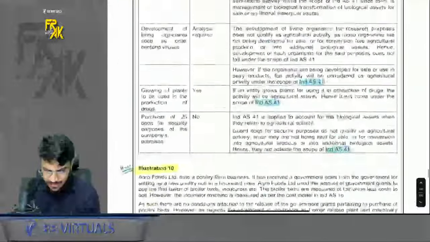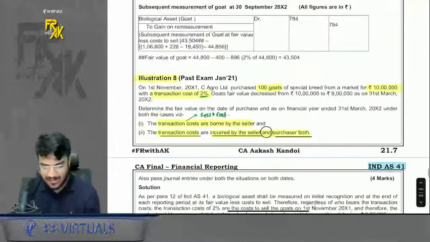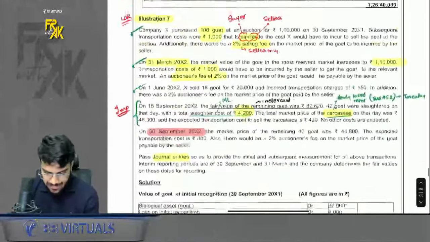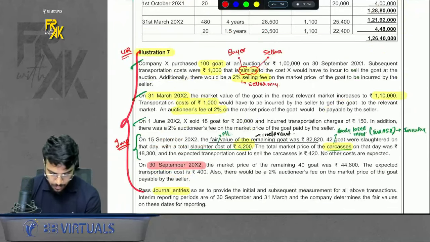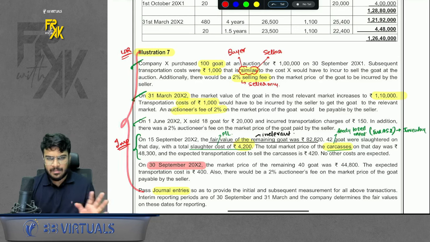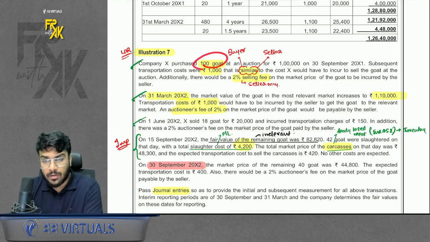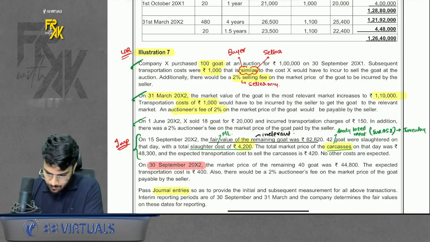Now also let's revise the remaining questions which are pending. I revised till 6th question. Now 7th question is also a very good question, an LDR question. Please have a look what is to be done. But a simple question. It says we got 100 goats, where we incurred some transportation cost.